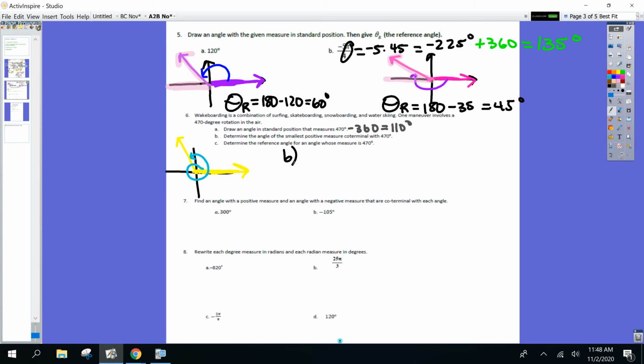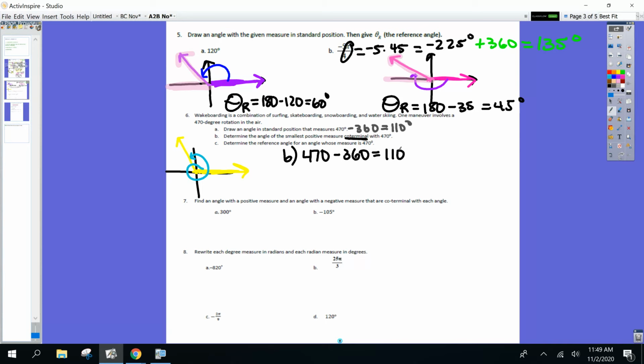What's the smallest positive measure that's coterminal? Remember, coterminal, add or subtract 360. I'm looking for the smallest positive one. So I started with 470. I see that word coterminal, so I'm thinking subtract 360, or maybe add it if I have to. But in this case, subtract 360.